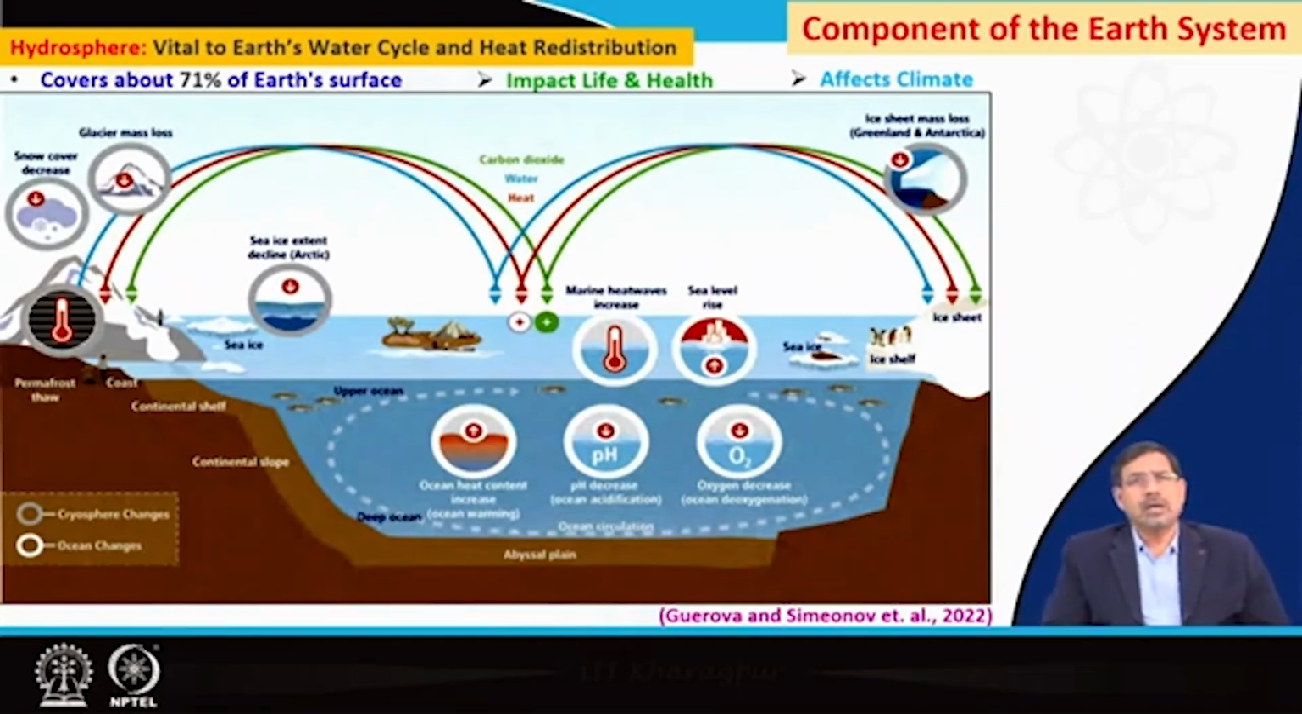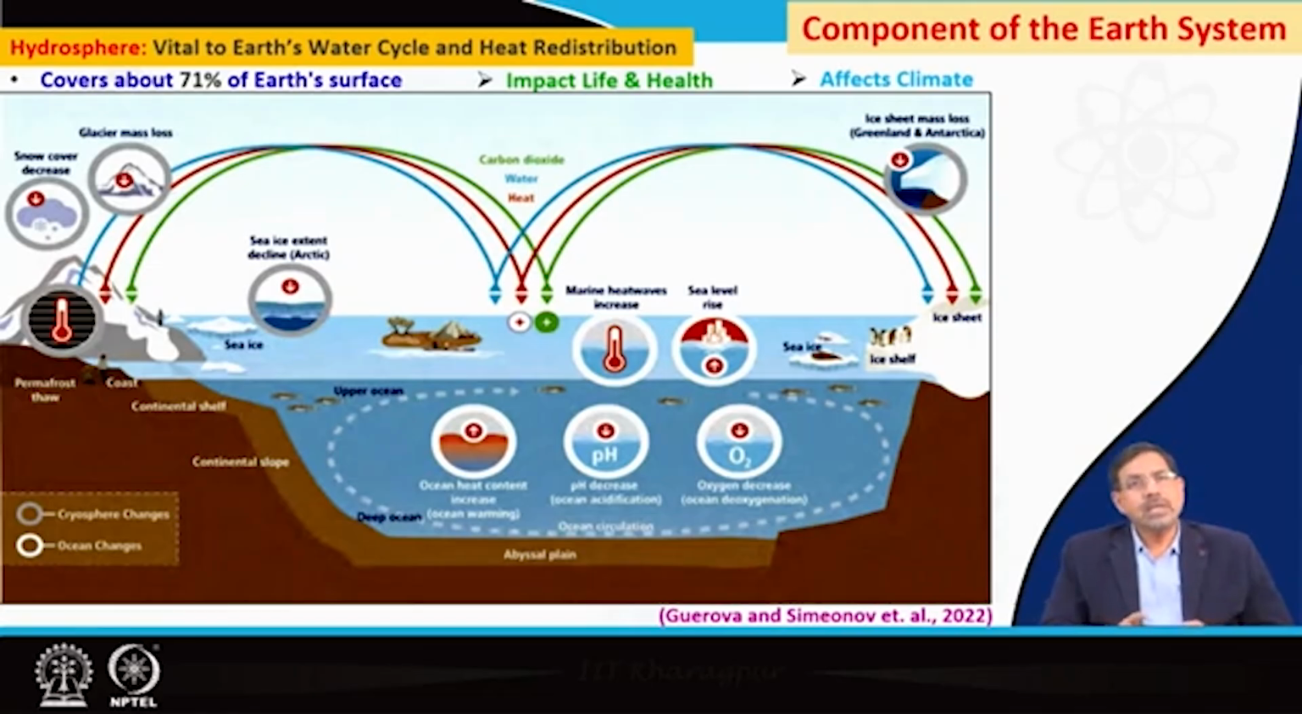So this water, or hydrosphere, is very vital as far as the Earth's water cycle and heat redistribution are concerned. As all of us know, it covers about 71% of Earth's surface. It impacts life and health, and thereby it affects the Earth's water cycle, or hydrological cycle, and affects the climate.